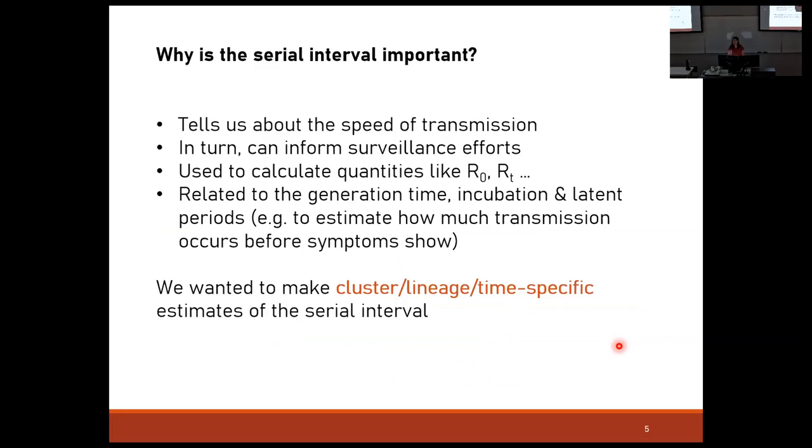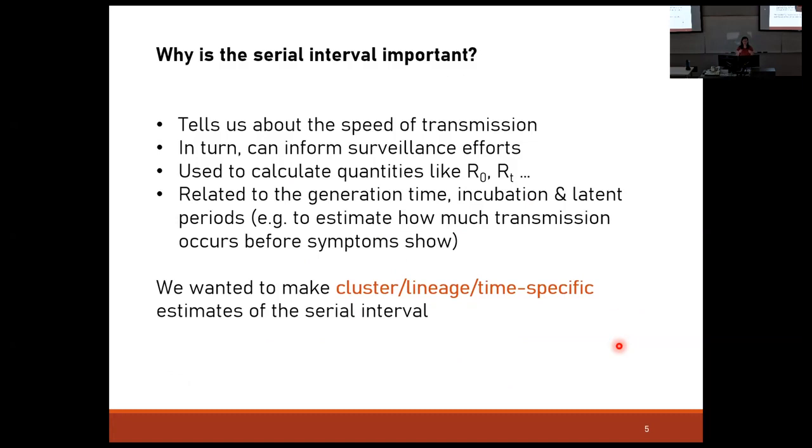Why do we care about estimating this quantity? Well, first off, it tells us about the speed of transmission, so we can combine that with an estimate of R0 to try and make predictions about the size of outbreaks. Of course, knowing about the speed of transmission can inform our surveillance or case finding efforts, when we're trying to work out who someone might have infected.